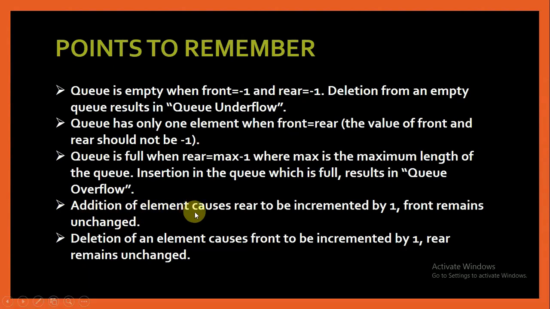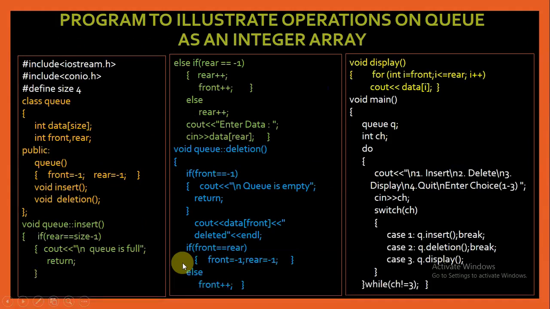Addition of element causes rear to be incremented by 1 and front remains unchanged. Very important to note, whenever we add an element, rear is incremented by 1 and front remains unchanged, and deletion of an element causes front to be incremented by 1 and rear remains unchanged. So whenever we delete an element from the queue, front is incremented by 1 and rear remains unchanged.